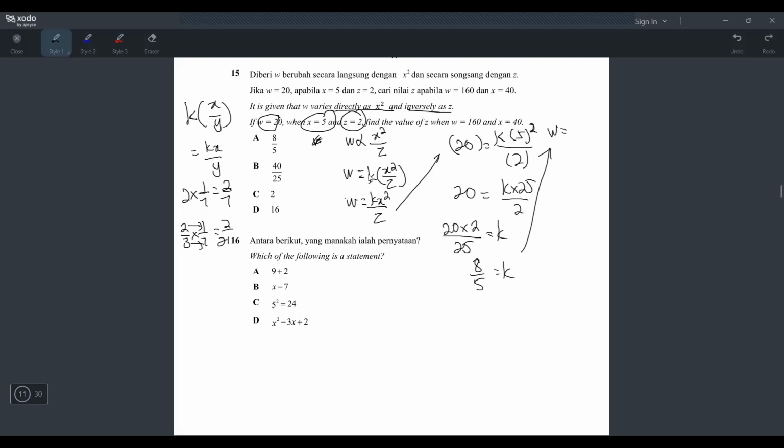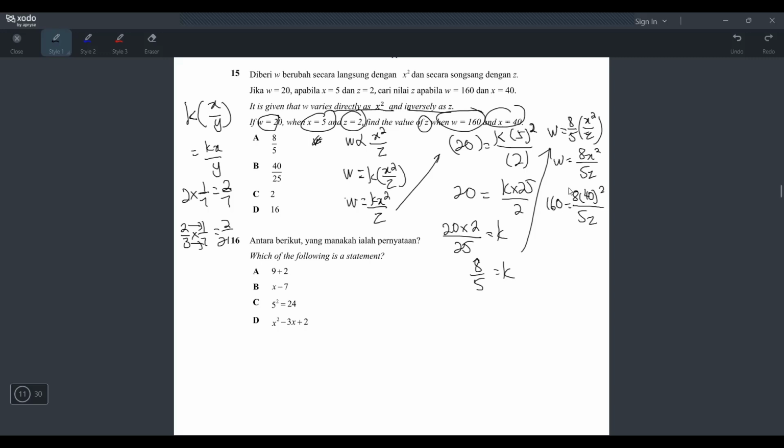So if your K is 8 over 5, imagine this is 8 over 5. It means it will be 8 over 5 times x squared over z, right? Like this. It means you will take what? Atas darab atas, bawah darab bawah. So it will become 8x squared over 5z like this, right? Atas darab atas, bawah darab bawah. Now they say find the value of z. The question wants to find the value of z when w is 160, x is 40. Now only you masukkan lah. W is 160, masukkan. And then 8x squared, x already 40, right? But don't forget to put bracket square. Divide by 5z.